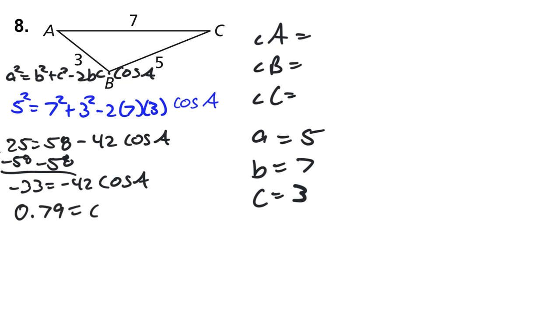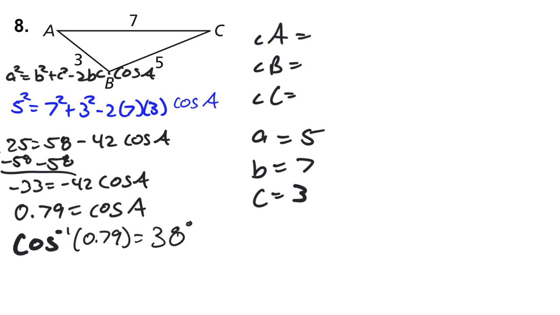I get 0.79 equals cosine A. But I want to find A, so I have to take the inverse. So the inverse cosine of 0.79 is going to equal my A. The inverse cosine of that answer, rounded to the nearest degree, is 38 degrees. So angle A is 38 degrees. Now I can write that in here.